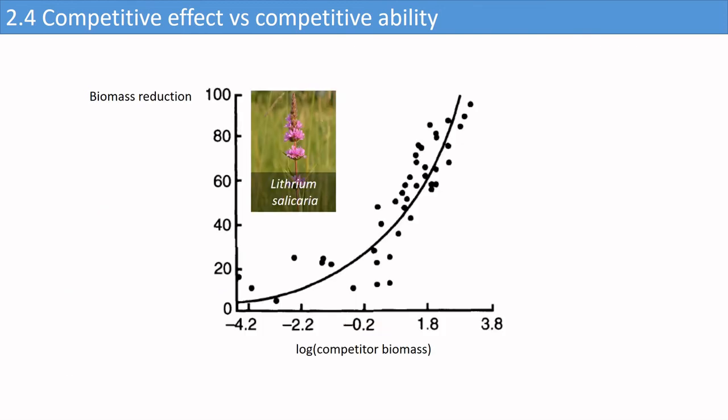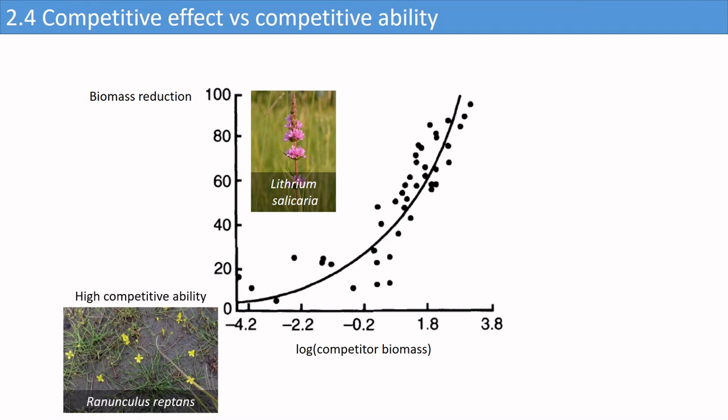Here is an example about, I think this is an invasive species in the Czech Republic, I'm not sure, Lythrum salicaria. The reduction in biomass, so by how much its growth is stunted, has been measured as a function of the biomass of different competitors. And what you can see here is that when Lythrum is competing with small plants, such as Ranunculus reptans, it has a high competitive ability. As you can see, its biomass reduction here is very low.